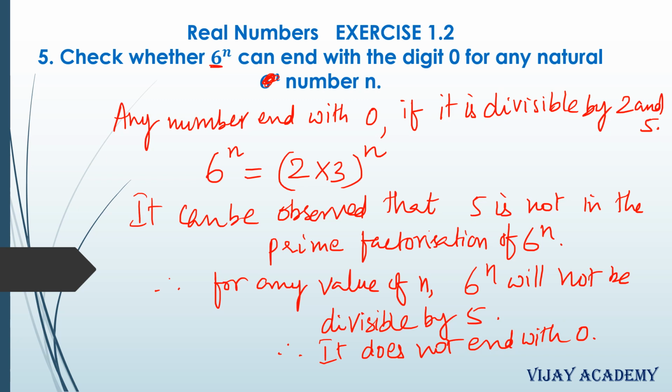So when you get a question similar to this, you need to just check in the prime factorization of the given number whether 2 and 5 are there or not. If the prime factorization of any number contains 2 and 5, then it will end with 0 for any value of n, otherwise it will not end with 0 for any value of n.